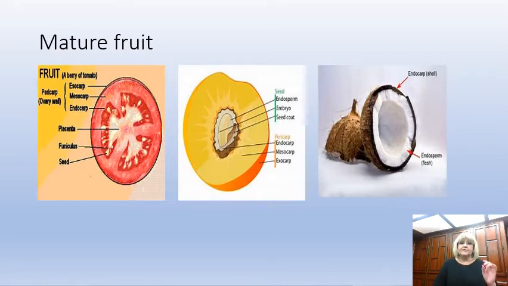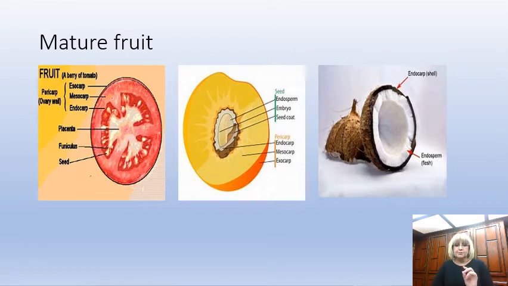And at maturity, fruits may be fleshy or dry, and a fruit may be derived from the ovary alone or from adjacent flower parts as well. So let's look at the picture on the left of the berry of a tomato. You can see the different layers, the exocarp, mesocarp, and endocarp, which all fuse together is called the pericarp. In the very center, that more white, fleshy looking part that kind of makes a T or a cross of sorts, that's the placenta. Then you have the funiculus, and then you have the seeds.